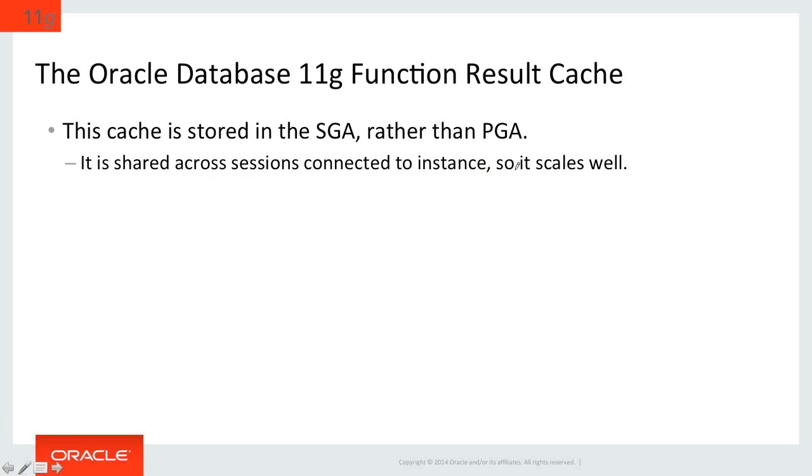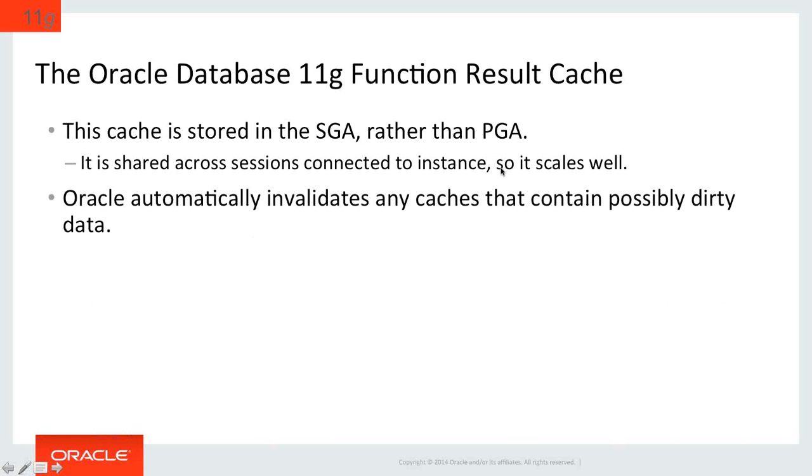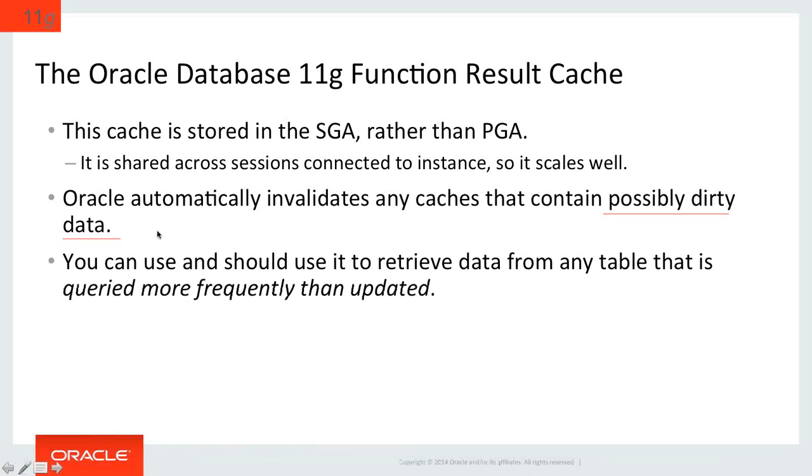With the PGA cache, if you have 10, 20, 100 different sessions connected, each with their own copy of that materialized view, that can consume an awful lot of memory. Second, Oracle automatically invalidates any caches that contain potentially, possibly dirty data. So Oracle's going to take care of these caches for us. We do not have to do that ourselves, and what that means, most importantly, is that you can and should consider using this feature to retrieve data from any table that is queried more frequently than it is updated.